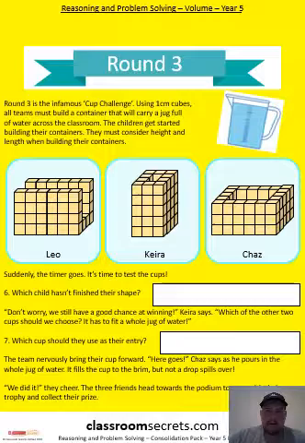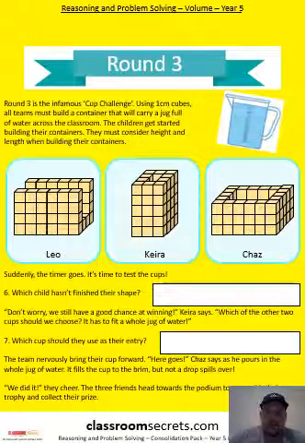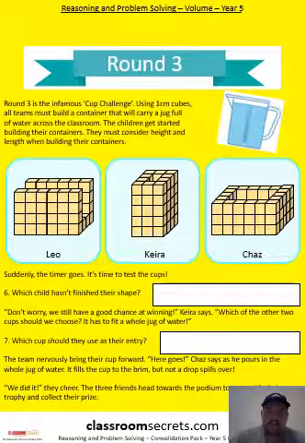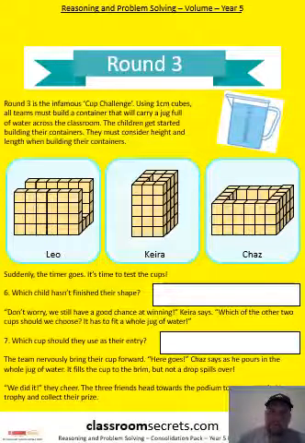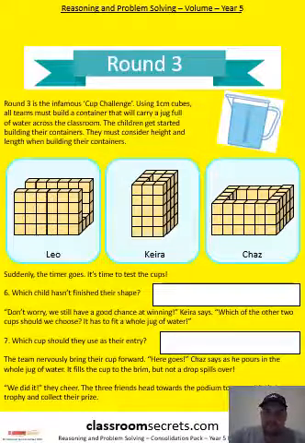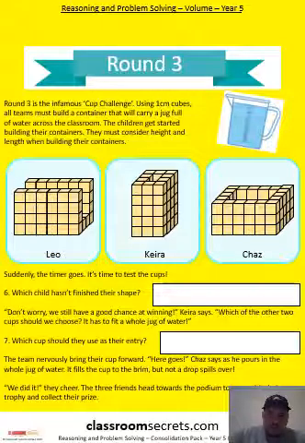And then round 3. Again, I'm not going to read the text, so you need to work that out. However, they've given you the cubes for Leo, Kira, and Chaz's shapes. So, which child hasn't finished their shape? You need to work that out depending on what it says in the text. Then for number 7, which cup should they use as their entry? Which one fits the design brief best or perfectly? Again, you need to work it out from the text.